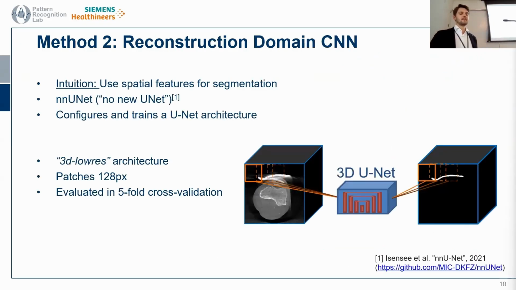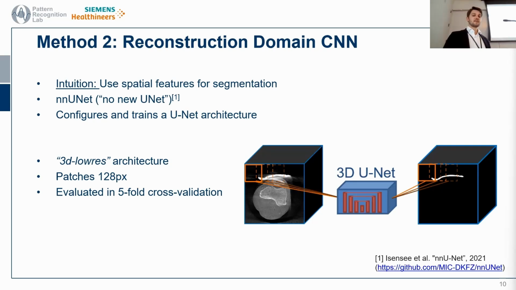The second method is the reconstruction domain convolutional network. And as I introduced earlier, the intuition here is that spatial features will greatly improve the segmentation. To implement this, we use a method called nnU-Net, because that's a paper by the DKFZ, and it offers to automatically configure and train a U-Net architecture by something they call the dataset fingerprint. So it takes care of configuring all of the hyperparameters and patching and whatnot.